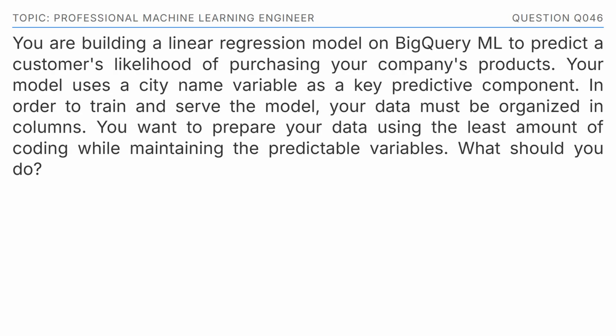You are building a linear regression model on BigQuery ML to predict a customer's likelihood of purchasing your company's products. Your model uses a city name variable as a key predictive component. In order to train and serve the model, your data must be organized in columns. You want to prepare your data using the least amount of coding while maintaining the predictable variables. What should you do?